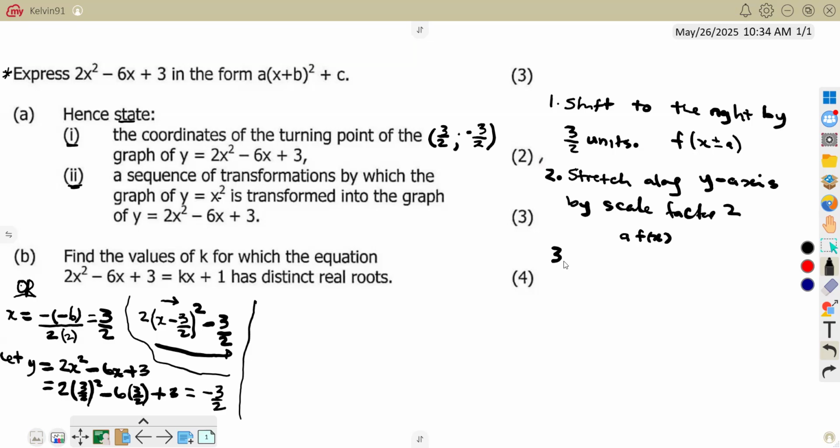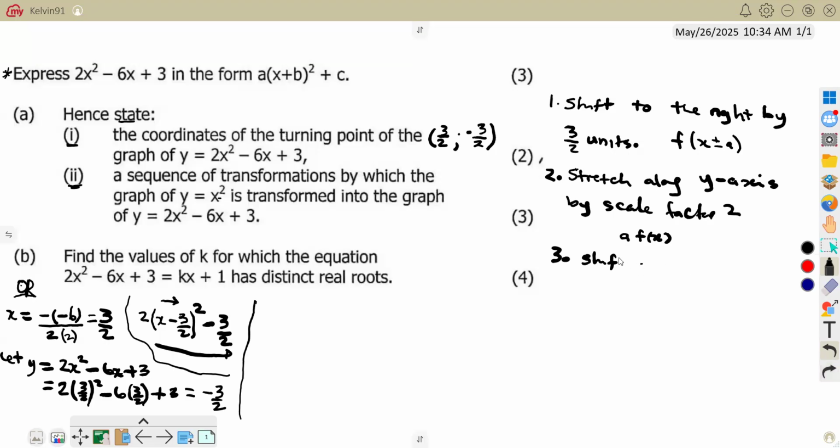Then the last transformation that was there, if you check, is this part whereby it's a vertical shift. A shift upwards by how many units? A shift by, oh, because we are having a negative, take note, it's a shift downwards, not upwards.